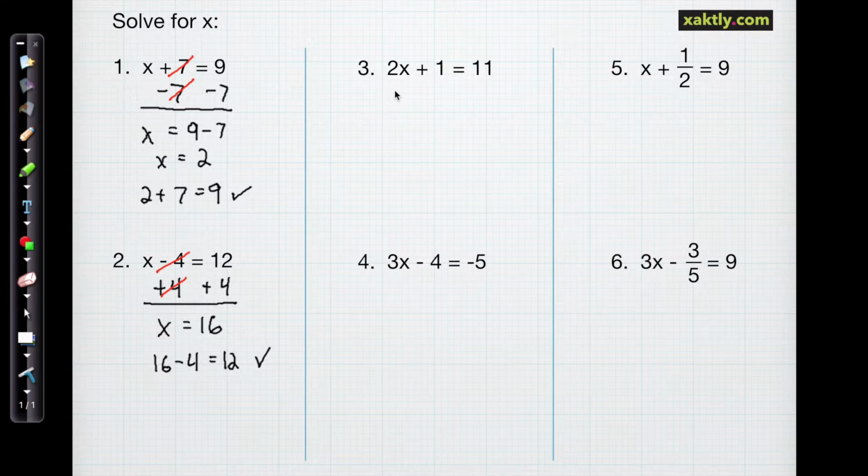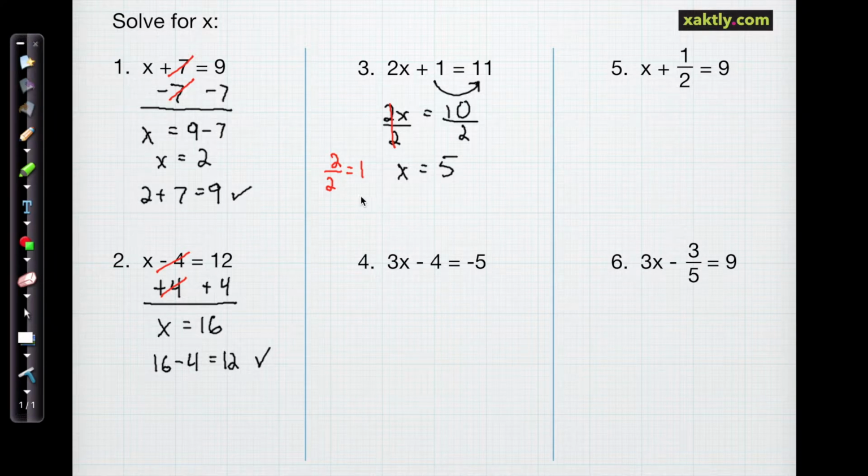Now the third problem is going to take us 2 steps, because we have something added to the x, but we also have something multiplied by x. The easiest thing to do is get rid of that 1 by moving it to the right by subtraction. 11 minus 1 is 10. And then we divide away that 2. It's multiplied, so we divide it away. 2 over 2 is 1, to get x is equal to 5.